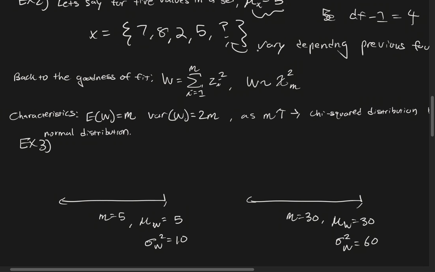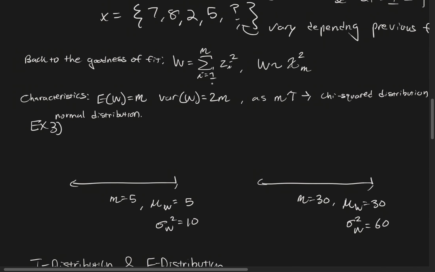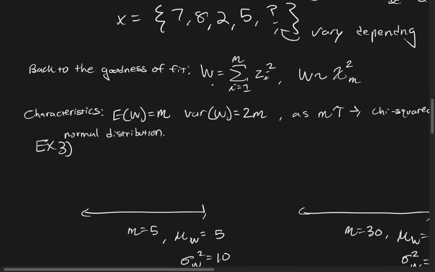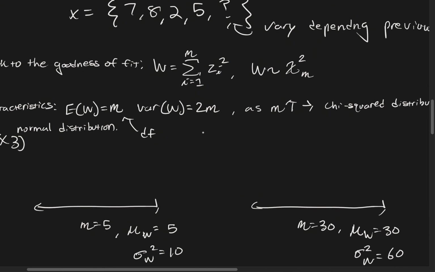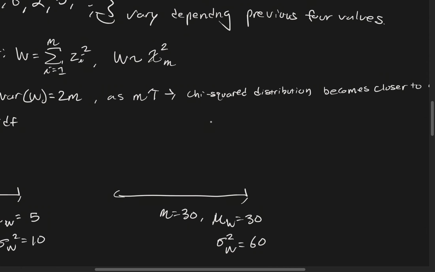All right, so back to the goodness of fit. Again, if we're using this formula right here, a useful characteristic is that the expectation, or the mean, of W is simply put the degrees of freedom. And then the variance is twice the expectation, or the degrees of freedom.